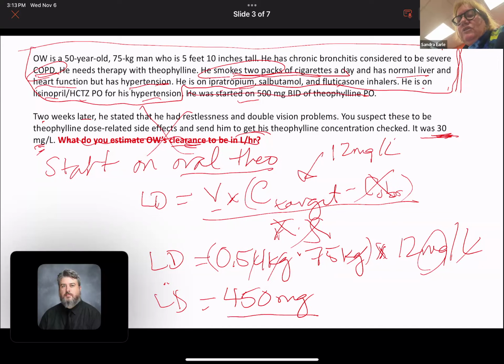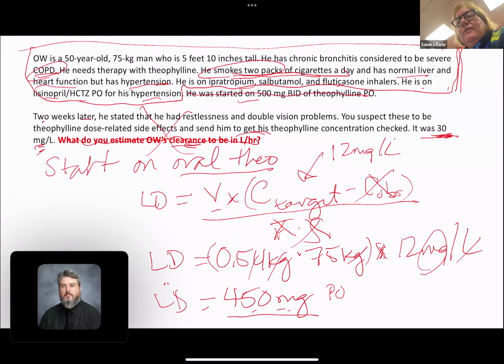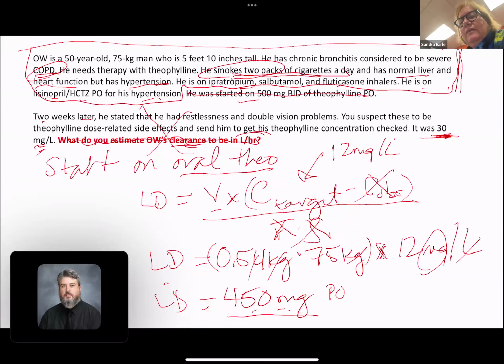Okay, so loading dose is going to be 450 milligrams PO for a one-time dose, and you may split that up. Let's see, how does it come here? Well, here's a 450, so you might be able to get 450. That's probably what I would do, is have one dose of 450 for oral theophylline, or you could split it up and do a 250 and a 200 or something like that. Okay, everybody good? We don't have to look at all these things that affect clearance, because clearance is not a component of determining loading dose, right?